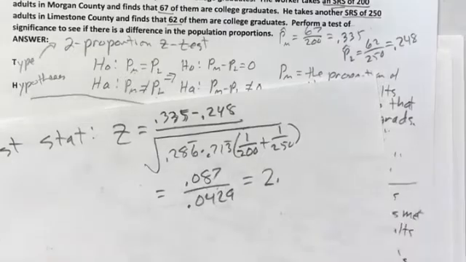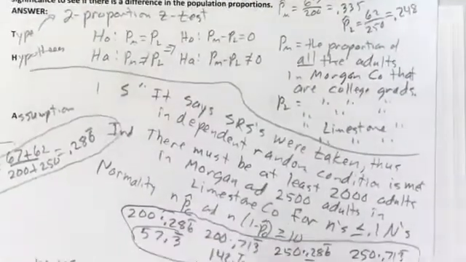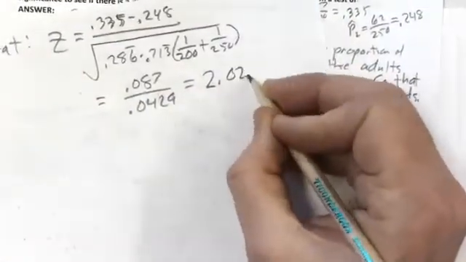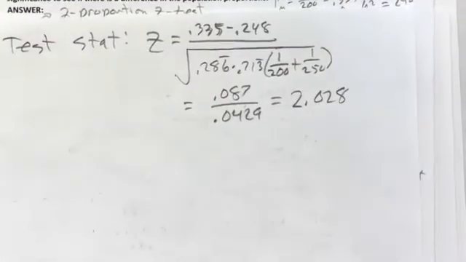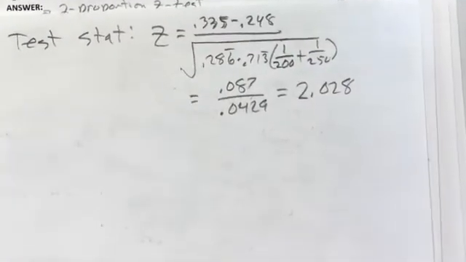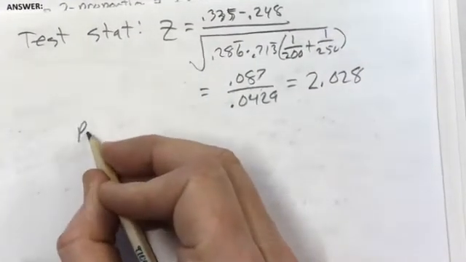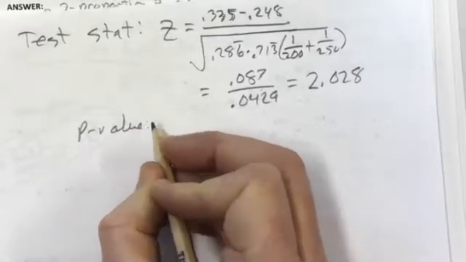What did my test stat equal? 2.028. So that's how you find your test stat. There you go. Now to find your p-value, we're going to use normal CDF, just like we did in chapter 7.